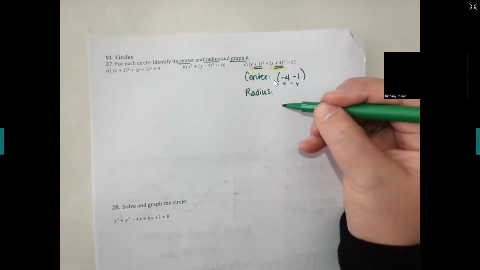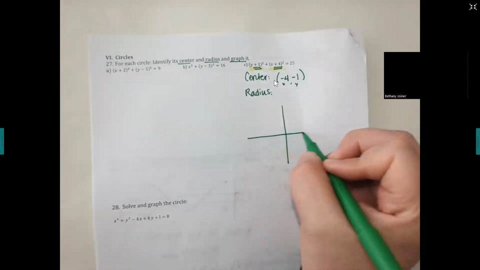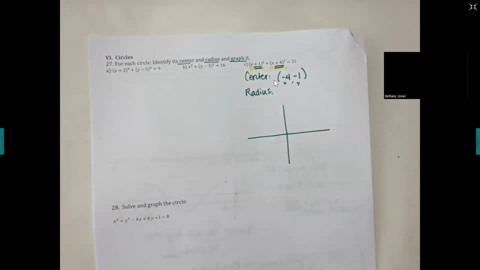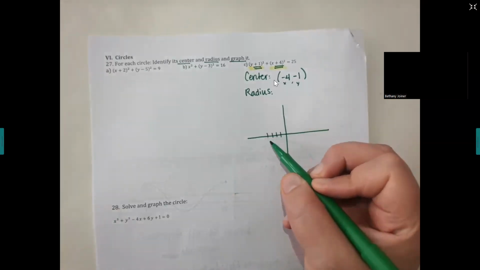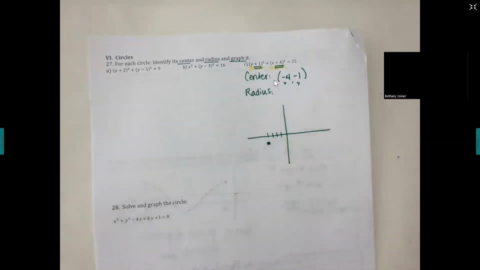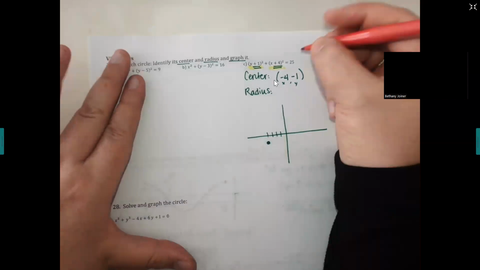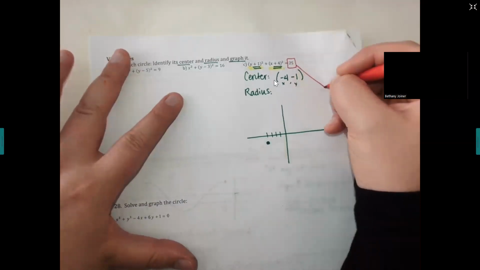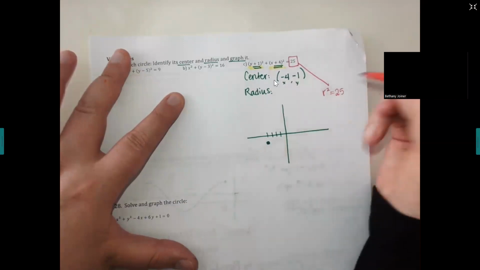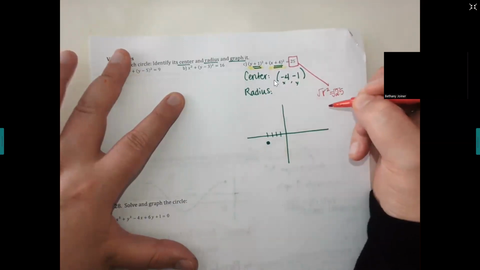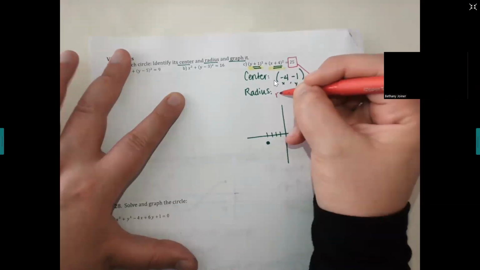Okay, then we're just sketching a very basic graph here. I'm going to go to the left 4 and down 1. 1, 2, 3, 4, down 1. There's my center. And then my radius needs to be the square root of what this number is on the other side of the equals. So if it's a 25, that means that r squared is 25. I'll need to take the square root on both sides to find my radius. So it's going to be 5.